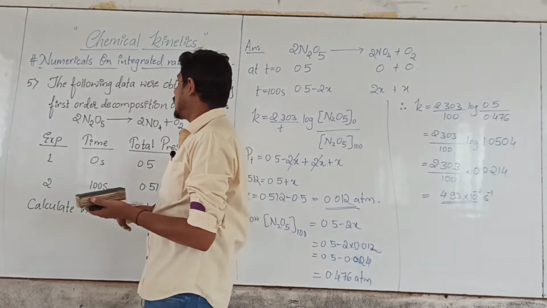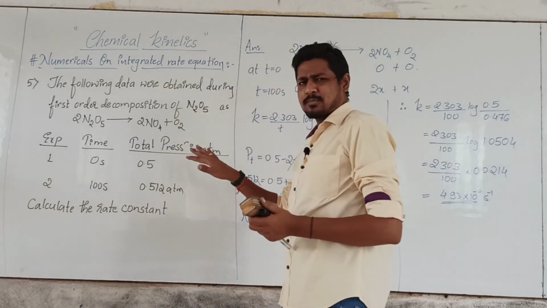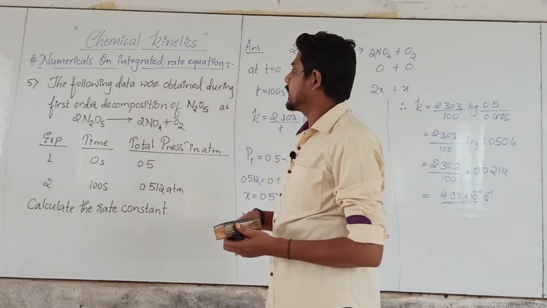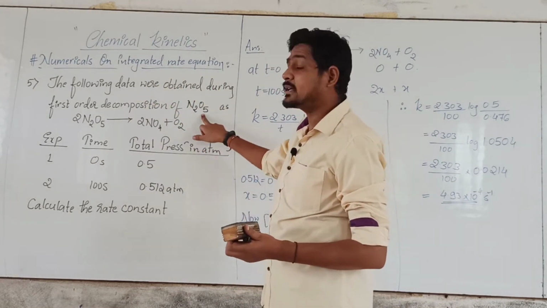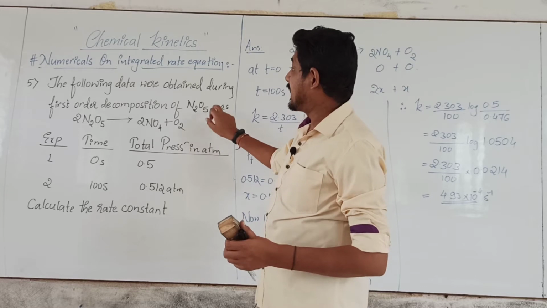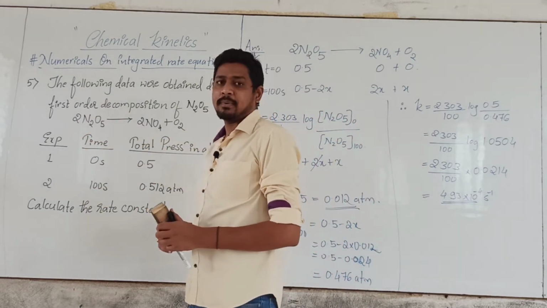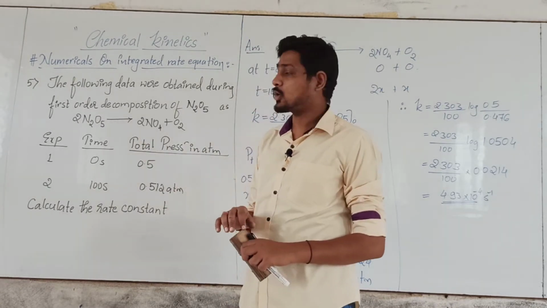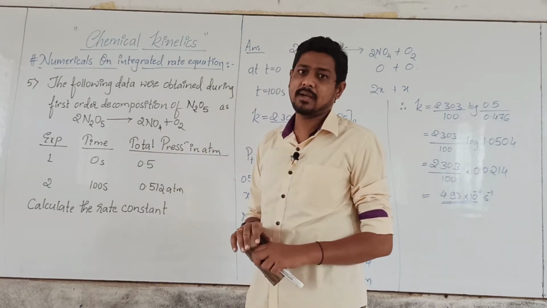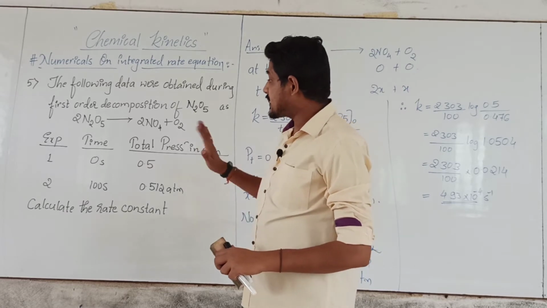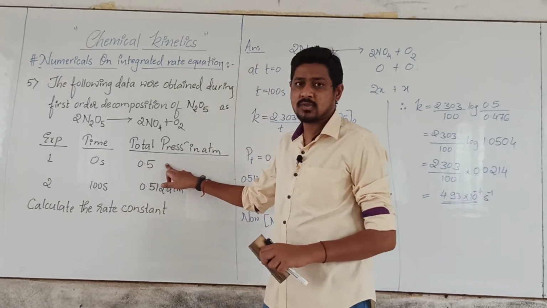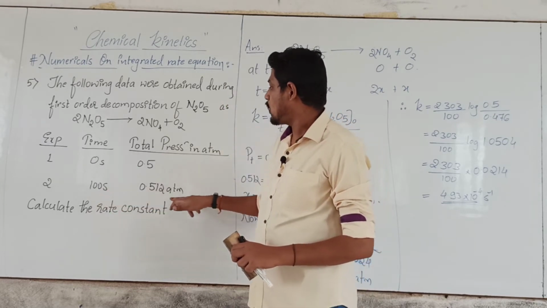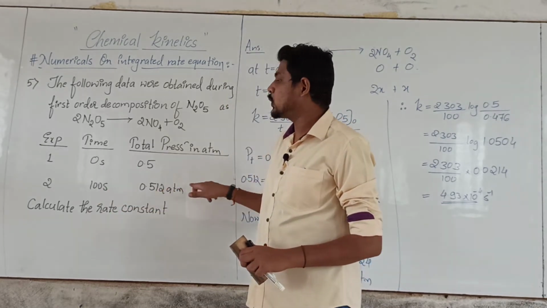So the next problem is the same sort as the previous problem. See the following data, which were obtained during the first order decomposition of nitrogen pentoxide. The reaction is 2 moles of nitrogen pentoxide decomposing to give 2 moles of nitrogen tetroxide plus oxygen. Initially the pressure of nitrogen pentoxide is 0.5 atm only, and at 100 seconds it is now 0.512 atmosphere.